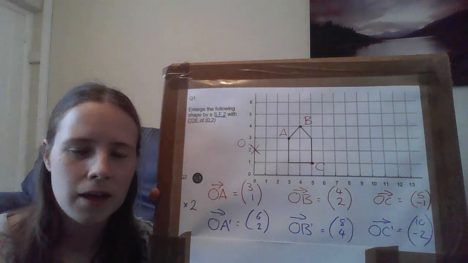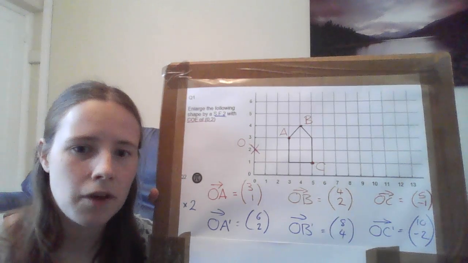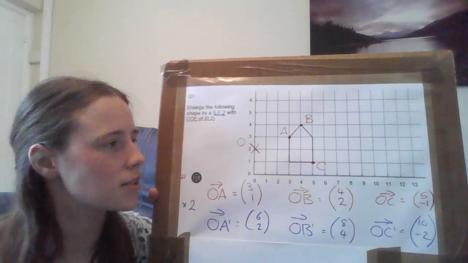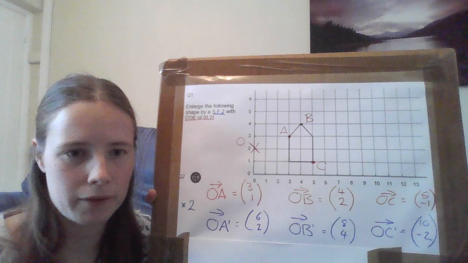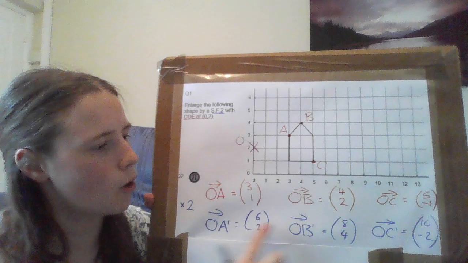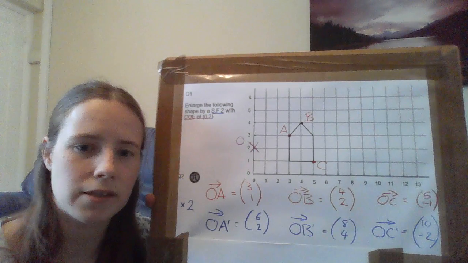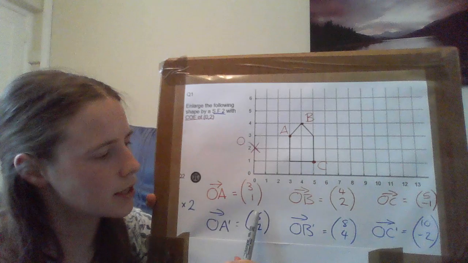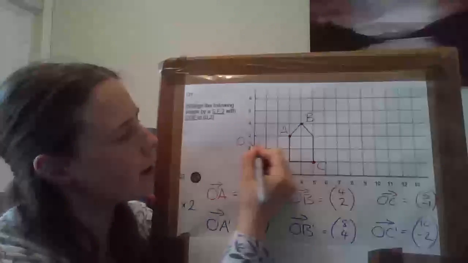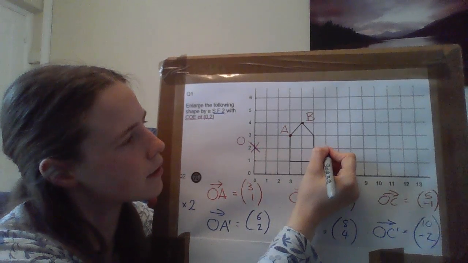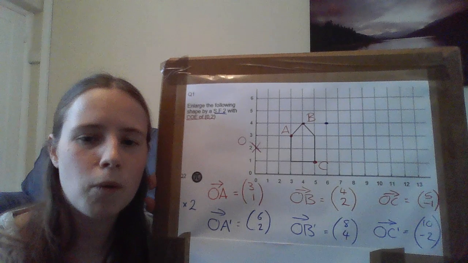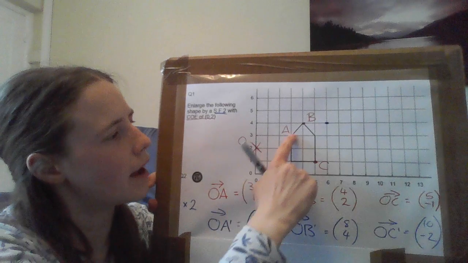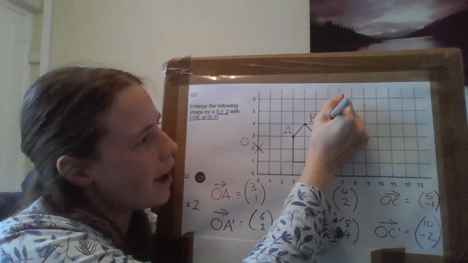Okay, so you must remember at this point that all of these journeys are starting here. As long as you remember that, you will be absolutely fine for the next step. So now I'm just going to plot where I end up at the end of each of these journeys. So I start at O and I go 6 across, 2 up. So from here, 1, 2, 3, 4, 5, 6, 1, 2. So that point is now twice as far away from O as A was at the beginning. So that's my A dash.